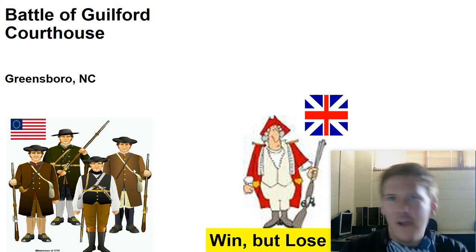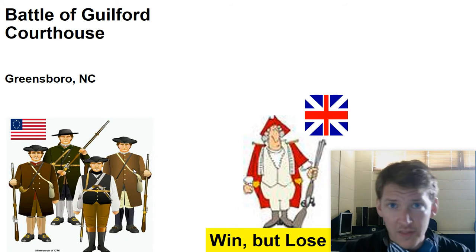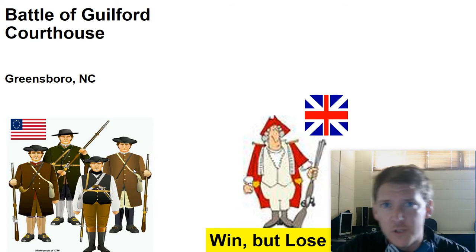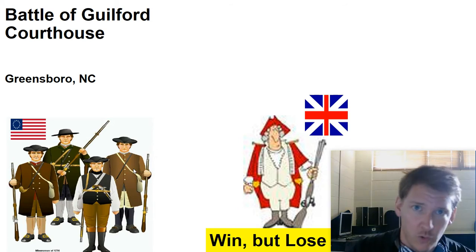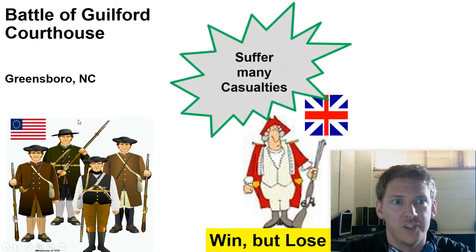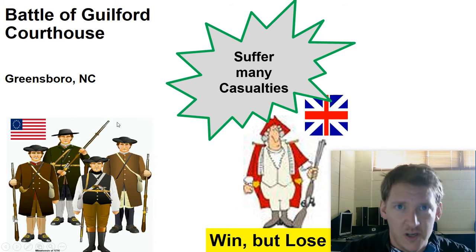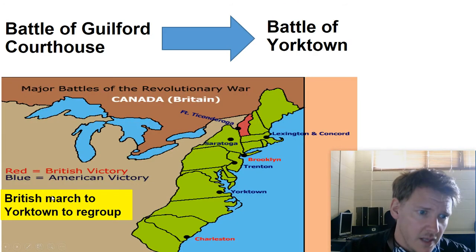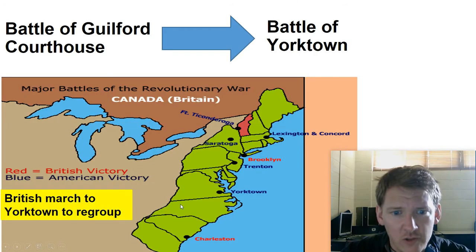So at the very least, the Americans may not have won this battle, but they have redirected the British back to Virginia and back towards the coast, which is what the Americans wanted to do. So technically, from that perspective, it was a strategic win. The British suffered a lot of casualties, so they have to march to Yorktown to regroup.